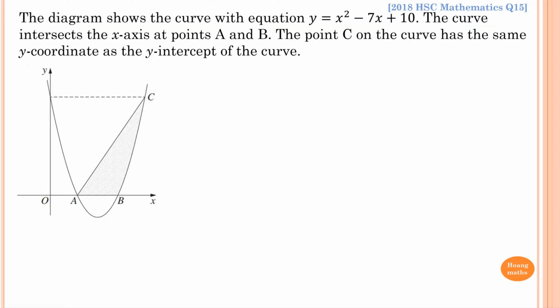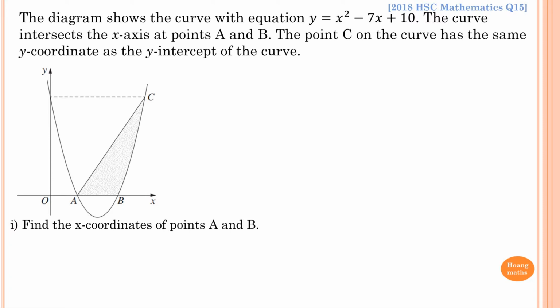The diagram shows the curve with equation y equal to x^2 minus 7x plus 10. The curve intersects the x-axis at points A and B. The point C on the curve has the same y coordinate as the y-intercept of the curve. Part 1. Find the x coordinates of A and B.